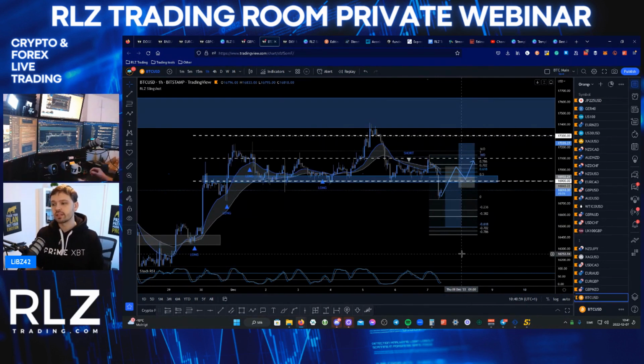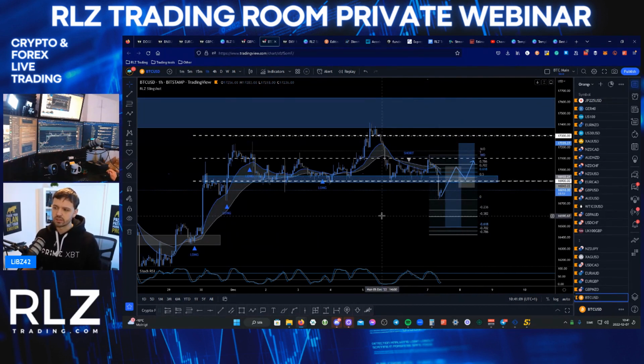I do, however, think that the probability of seeing the short setup play out is definitely higher than seeing the long setup play out. All right, let's take a look at a couple of altcoins as well before we go into the Forex market once again.